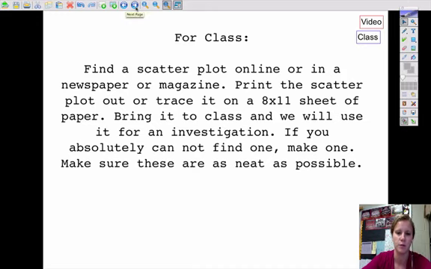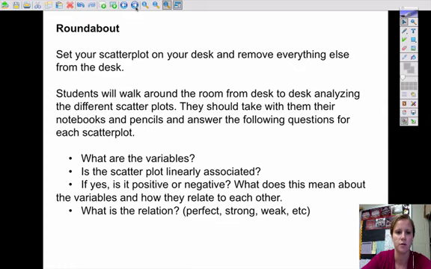So for today, they were supposed to bring a scatter plot printed off on a piece of 8x11 paper, and we're going to use those for the class investigation. So if students can get those out, please, then here's what we're going to do with them. We're going to do a roundabout. So please set your scatter plot on your desk and remove everything else from your desk. So just put it under your desk or something like that off to the side.